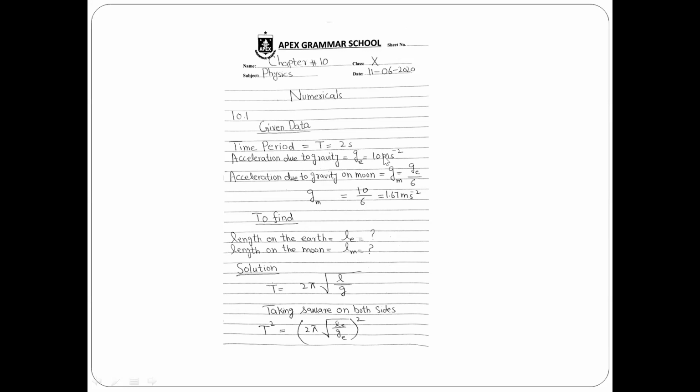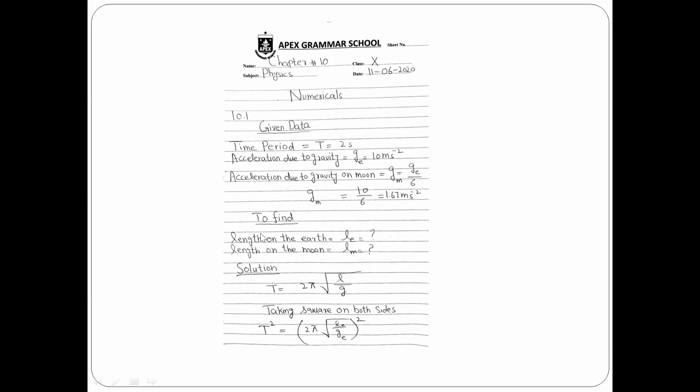So it is 10 meter per second square. This is understood. Acceleration due to gravity on Moon, which we can find with the help of this formula, gm equals to ge divided by 6. So ge is the acceleration due to gravity on Earth. I use this one, 10 meter per second square. 10 divided by 6, if you solve this, is gonna be 1.67 meter per second square. Acceleration due to gravity on Moon is 1.67 meter per second square.